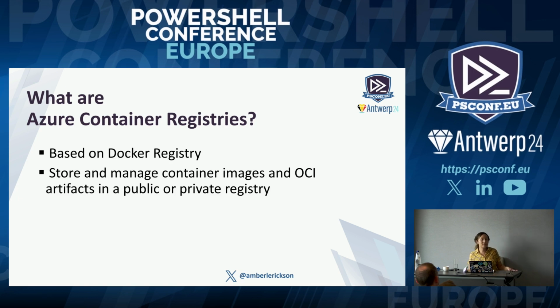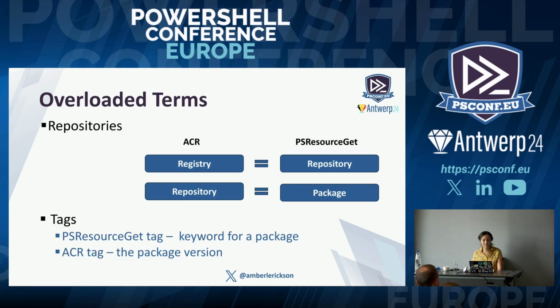So we talked a little bit about PSResourceGet. What's Azure Container Registry? ACR is actually a managed registry that's based on the open source Docker registry. So if you've used Docker before, it's probably familiar. To put it simply, ACR just allows you to store and manage container images and OCI artifacts in a public or private registry. You can actually interact with ACR using Docker. You can use AZ commandlets. There's a bunch of other client-side tools, and now you can also use PSResourceGet.